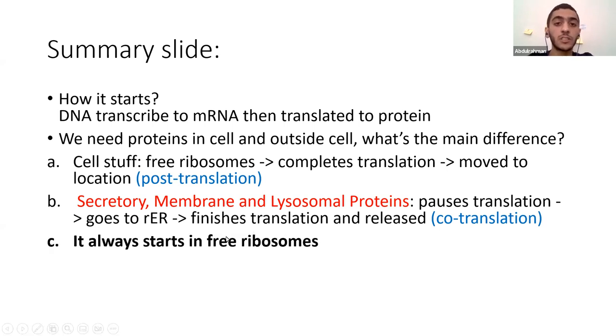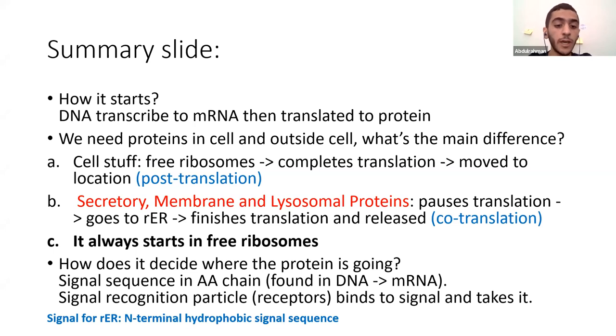It always starts at the free ribosomes, whether it is to be used inside the cell or secreted outside the cell. And the last thing is, how does it decide whether the protein is going into the cell, and to what organelle in the cell, or whether it's going to be sent outside the cell?